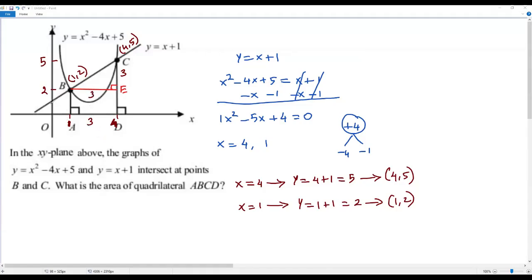And also, let's find the width of the rectangle. This represents the width of the rectangle. Clearly, this distance is 2 units. And also, the length of the rectangle is 3. Okay, now I have the length and width of the rectangle and the base and height of the triangle.